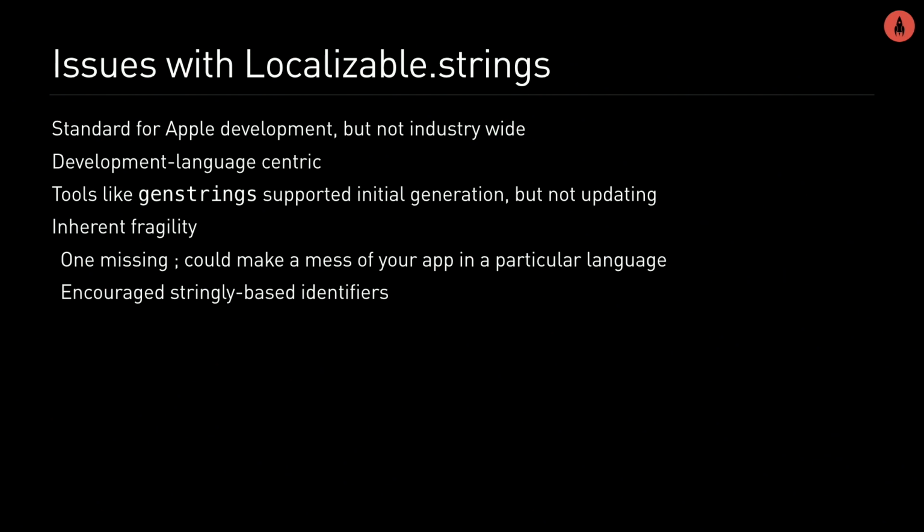So when version 1.1 of your app comes out, you've got 17 new strings and 3 strings that marketing or design ask you to change. You've got to go through all of your strings files and change them manually. And this brings us to another issue.